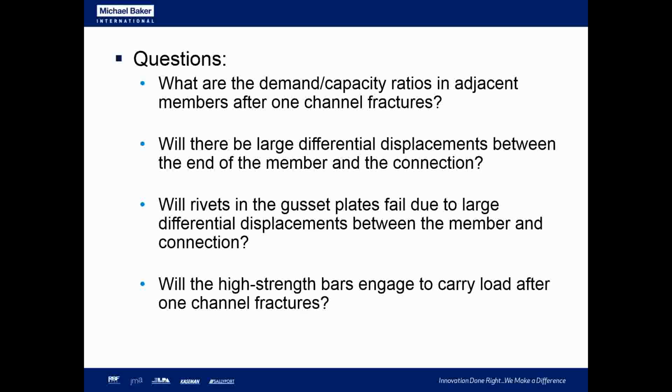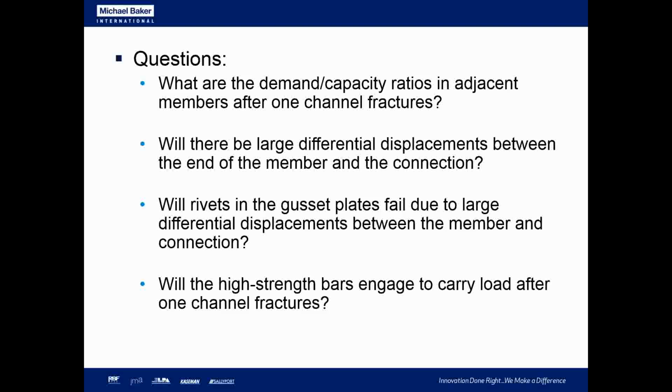And lastly, one of our questions was, will the high-strength bars engage to carry load after one channel fractures, and what percentage of the load in the remaining member will they carry? To answer these questions, we really did need to undertake this type of detailed modeling and look at it from a material nonlinear point of view. I found that, aside from detailed seismic analysis, there really aren't that many occasions where, in the analysis of a new bridge or an existing bridge, you need to do a material nonlinear analysis of some type, but this was one of them.